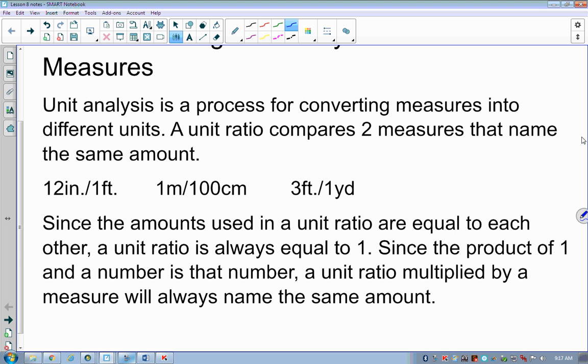Okay, since the product of 1 and a number is that number, a unit ratio multiplied by a measure will always name the same amount. It won't change the amount.